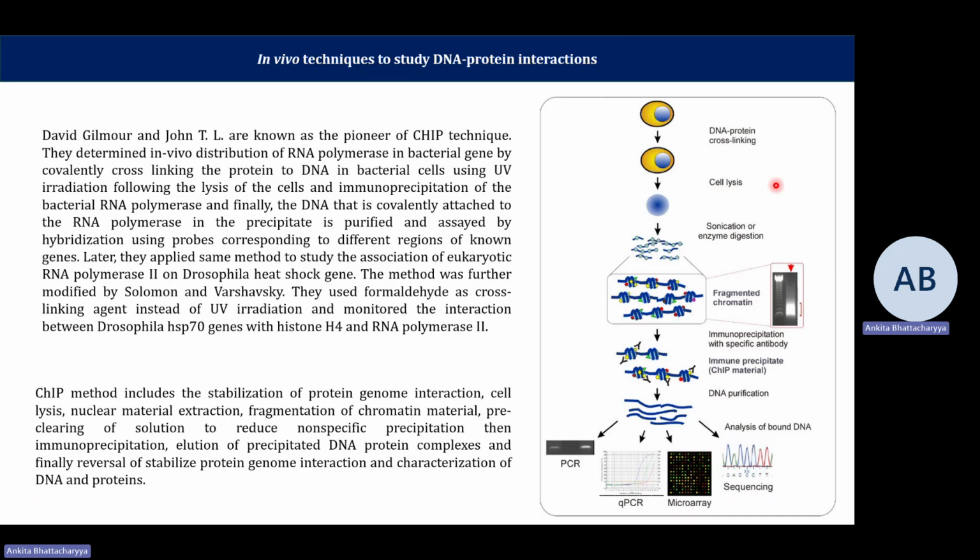During this step, it is very crucial that your lysis buffer has inhibitors for DNases. Otherwise, it's going to chew up your DNA. It needs inhibitors for DNases as well as proteases, so that the DNA protein interaction remains stable. Then you have your sonication or enzyme digestion, followed by formation of fragmented chromatin, immunoprecipitation with your favorite antibody, your desired antibody. So we'll go over these steps, don't worry.